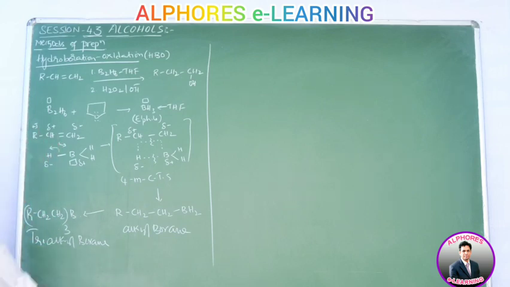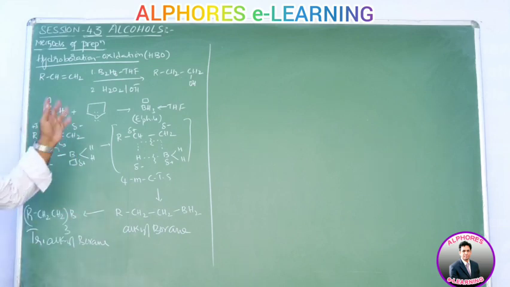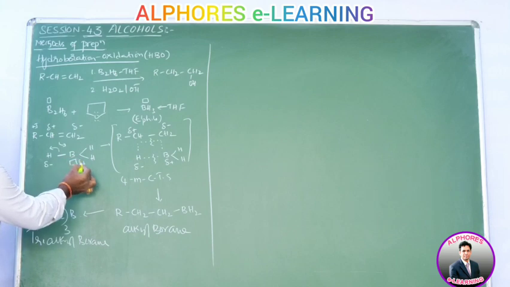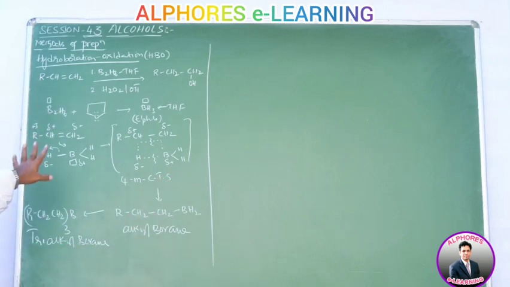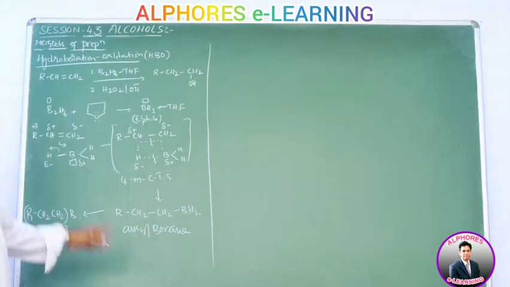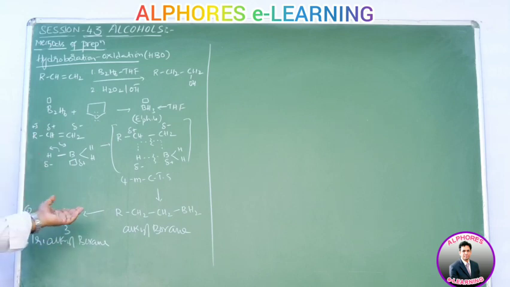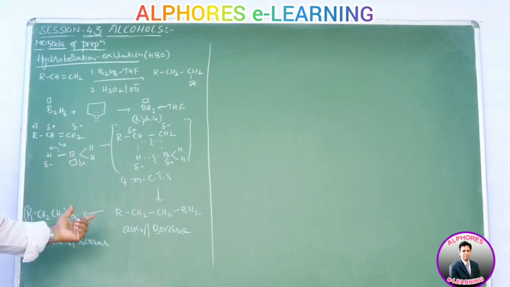Until here, what happened? The positive part of the addendum attached to the carbon containing more number of hydrogens. That means here B plus attached to this carbon which consists of two hydrogens, and H minus attached to the carbon which consists of only one hydrogen. Now you tell me, is this addition Markovnikov addition or not? Yes, this is a Markovnikov addition. But practically, is there any positive part of the addendum? No. Here there is no Markovnikov rule. Markovnikov addition is there, but the Markovnikov product you are not getting. The anti-Markovnikov product you are getting.